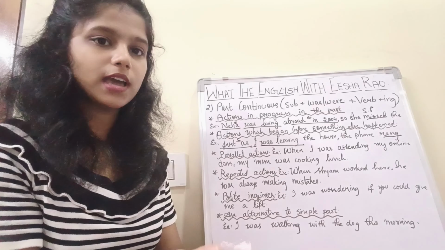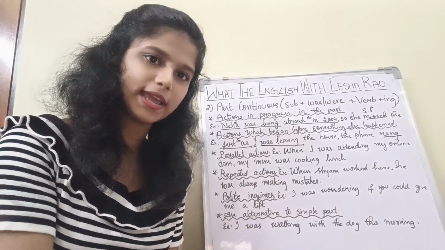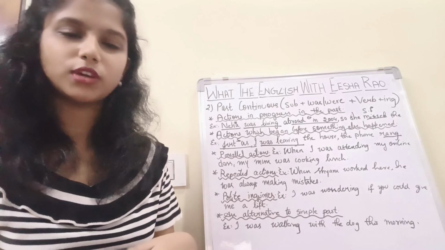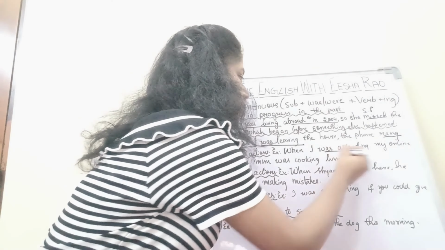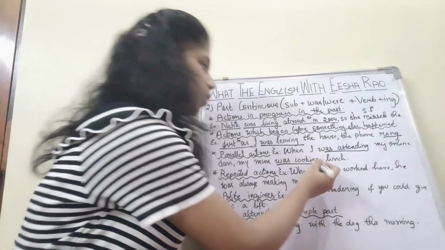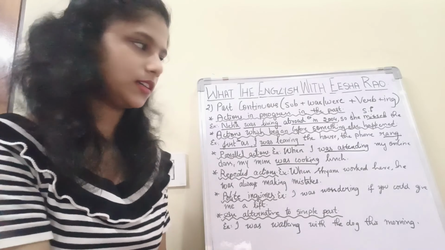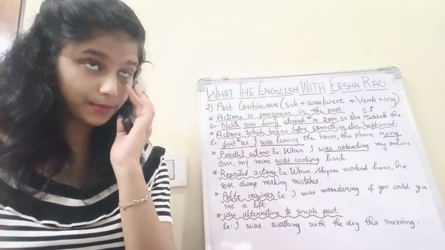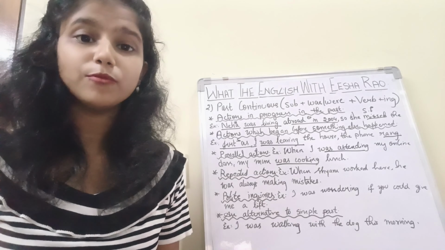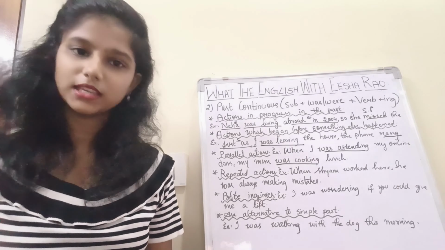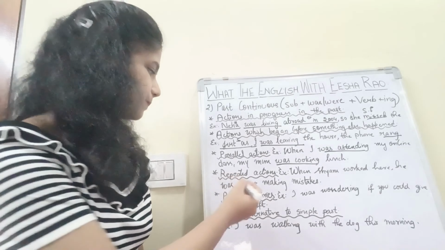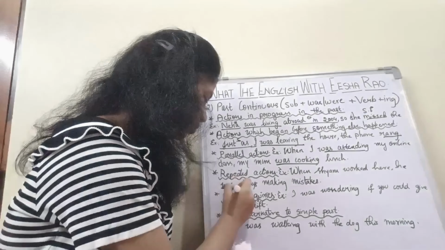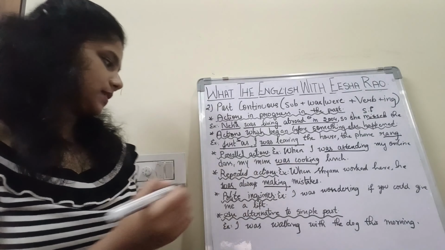Parallel actions: I'm already attending my online class, and at the same time my mom was also cooking the lunch. Was attending and was cooking. They are happening parallelly at the same time. Next, repeated actions. For example, when Shyam worked here, he was always making mistakes. That means when Shyam was working there, he was always making mistakes.